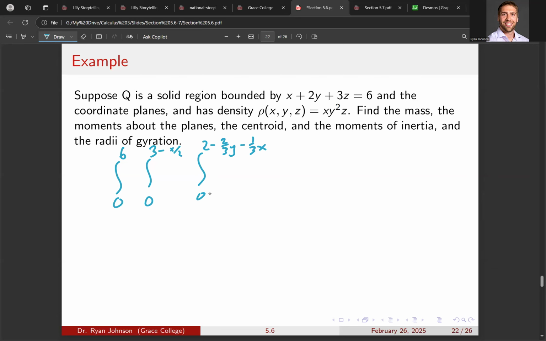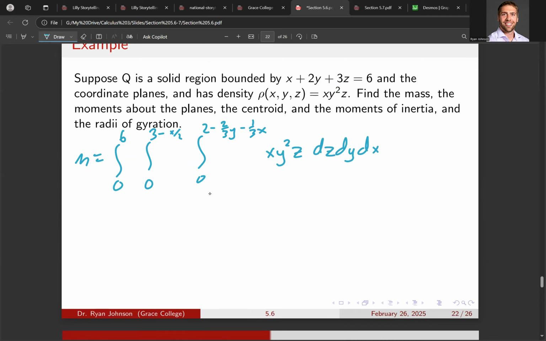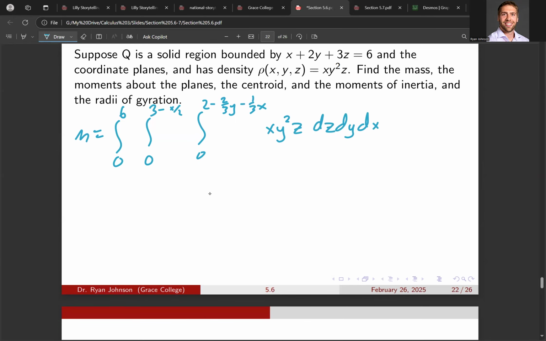And then you throw your density function in there, x y squared z, dz, dy, dx. Call that m. And then we're not going to solve this integral because it will get ugly. But we will set up the other integrals. So how do I set up, say, like m y z?